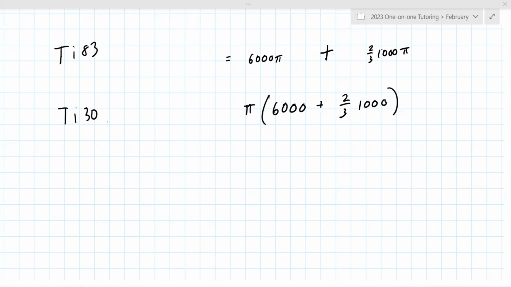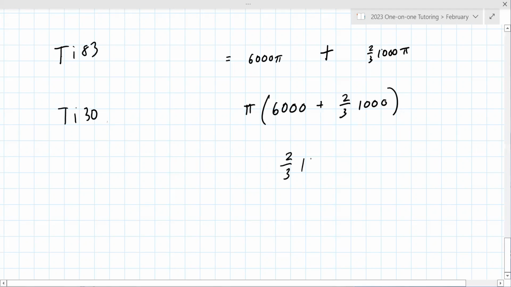So that'd be 666.66. Well, I would just keep going. Do 2/3 of 1,000 in your calculator and hit enter. Then add 6,000 and hit enter, and then multiply by pi and hit enter.